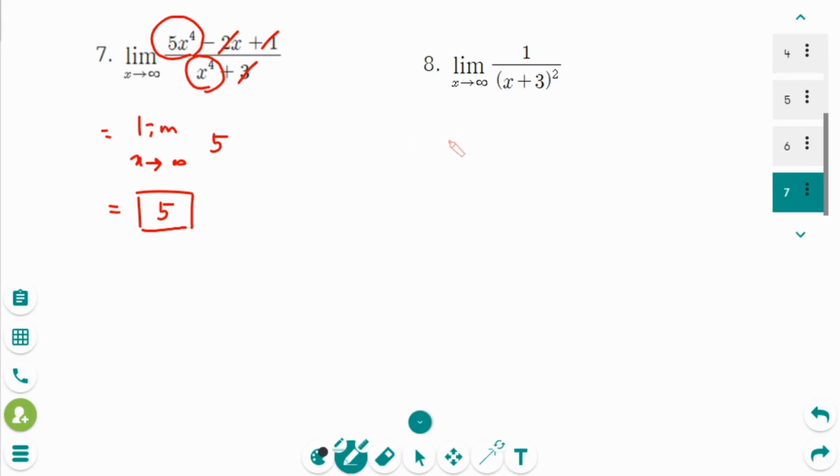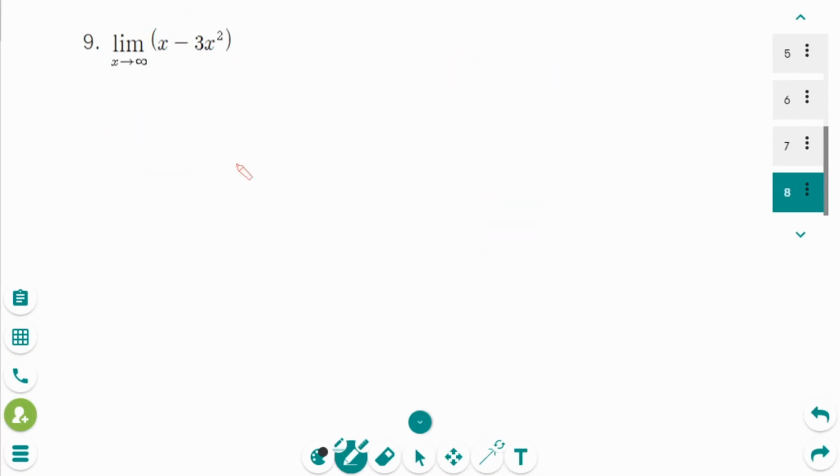The next question is this one. How would you solve this question? I think you already know. If you put infinity into x, so 1 over infinity plus 3 is also infinity, then squared. The final answer is 0. You can find the answer without doing additional steps.